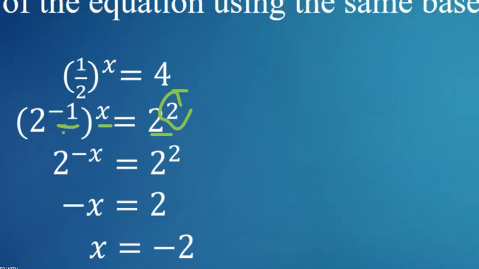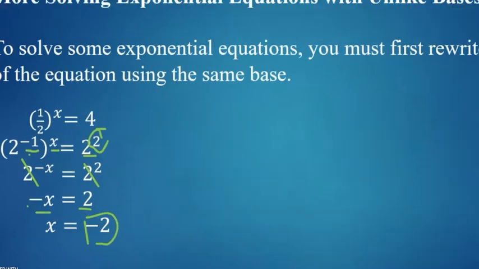As you can see now, there we had the same base, so the 2 and 2 cancel out. We have minus x is equal to just 2, and when we divide by minus 1, x will equal minus 2. So this is our answer. Okay, let's continue.